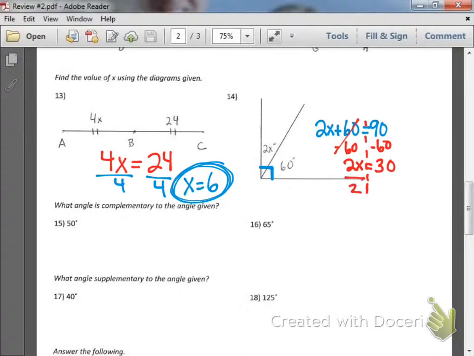Alright, anyone know what x is? 15, great. What are your questions?